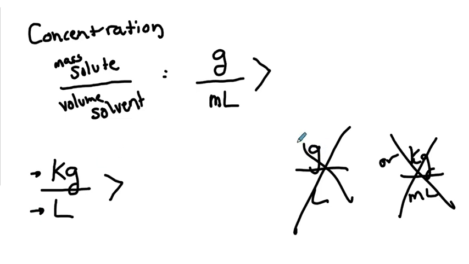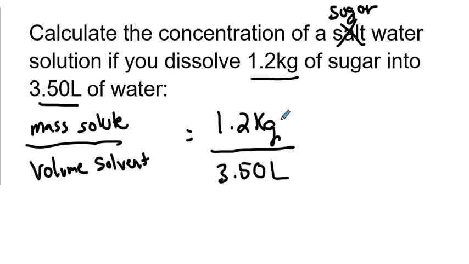So it's either or. Don't combine them. Don't use grams and liters. Don't use kilograms and milliliters. In this case, I have kilograms over liters, check. So all I have to do again is divide. We're just going to go 1.2 divided by 3.50, and I get a concentration of 0.34. And my units in this case are kilograms per liter.